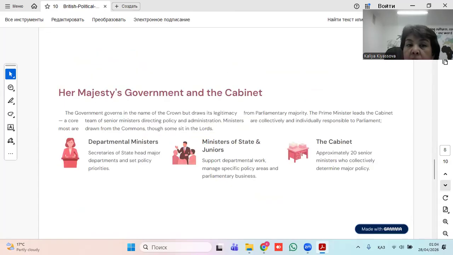And Her Majesty's government and the cabinet. The government governs in the name of the crown, but draws its legitimacy from parliamentary majority. The prime minister leads the cabinet, a core team of senior ministers directing policy and administration. Ministers are collectively and individually responsible to parliament. They include government ministers, ministers of state, and juniors, and the cabinet.